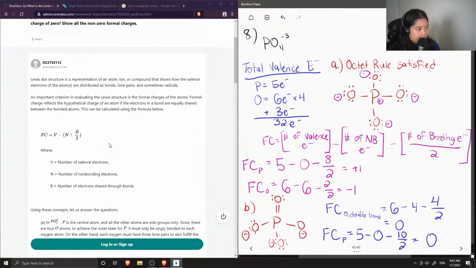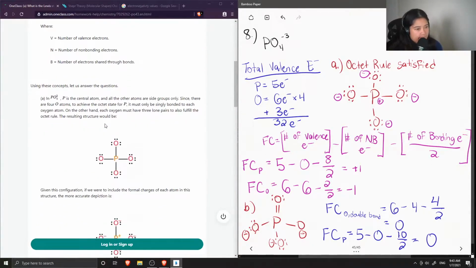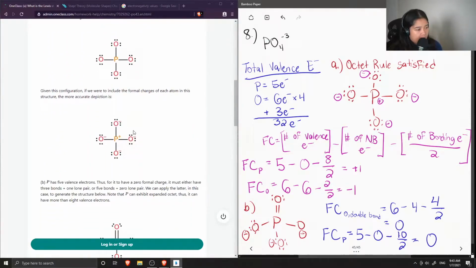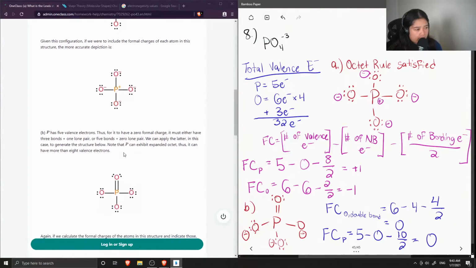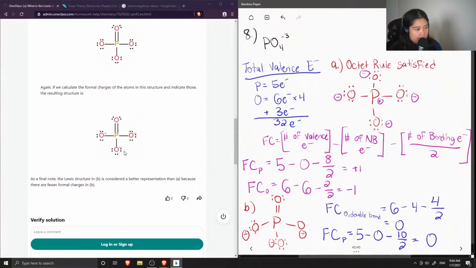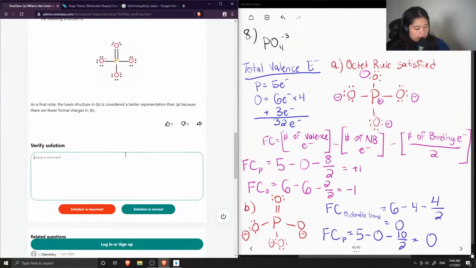So now let's see what the junior tutor said. They summarize the Lewis structure. And for part A, they got the same structure where the octet rule is satisfied. And for part B, they drew the double bond to show that phosphorus is now neutral. So this solution is correct.